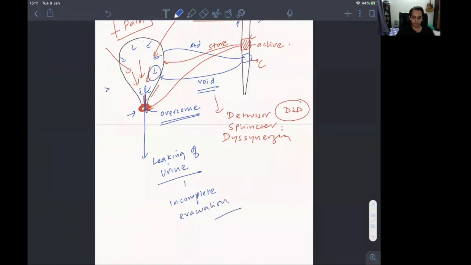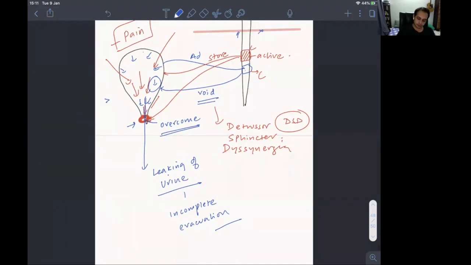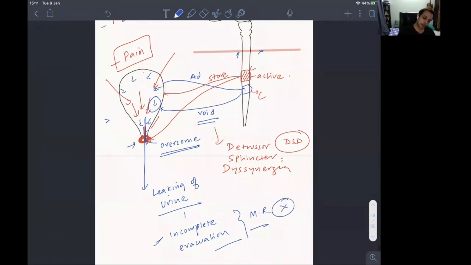So there will be incomplete evacuation. Okay. Now in this condition, obviously your micturition reflex is lost. So there will be incomplete evacuation. And on top of that, if you have internal sphincter constriction, then you will only have leaking of urine. And this leaking of urine is known as interrupted flow.